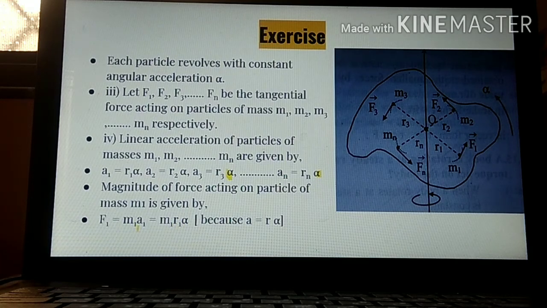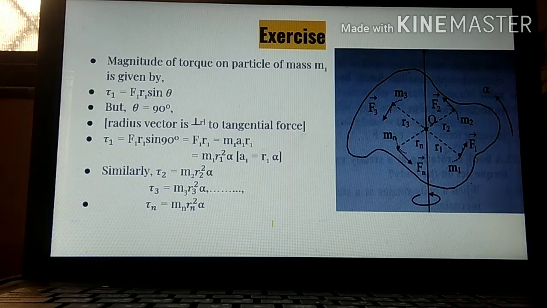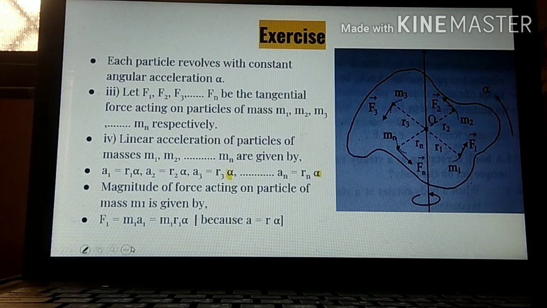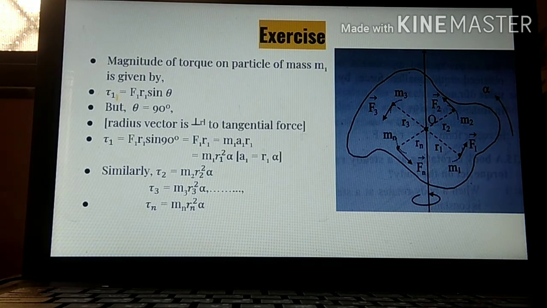In place of A, we write R1 alpha, as has been written over here. But we have to find the torque, so we have to take this relation in order to find it. Previously we got the relation for F, but not for torque. For converting F to torque, we have to multiply by the radius vector. Torque is a vector quantity; if we remove the vector notation, we get sine theta. So torque tau 1 is equal to F1 R1 sine theta. Again theta is 90 and sine 90 is 1. So tau 1 is equal to F1 R1.